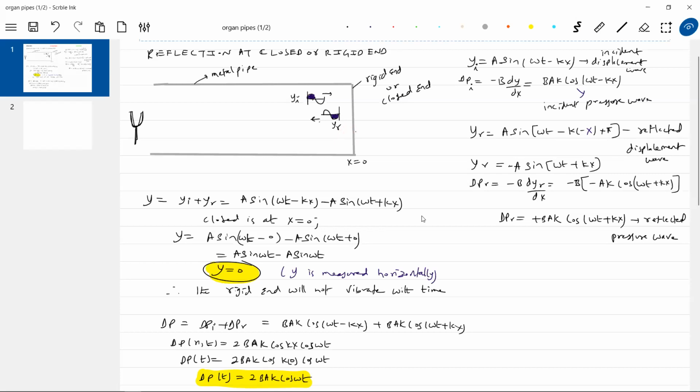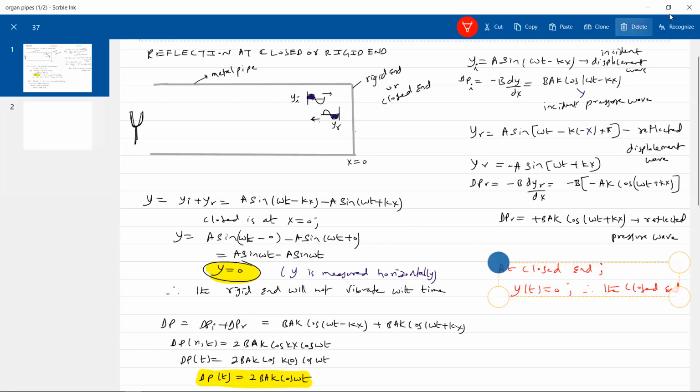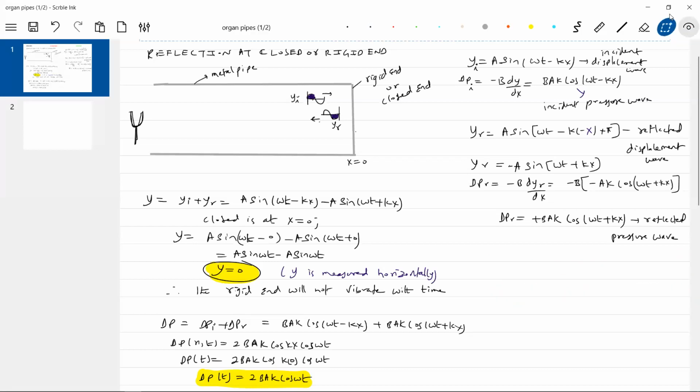Okay, got this idea? So now I'll go for the general conclusion at the closed end. At the closed end, what will happen to displacement? Y of t is 0. Shall I say note? I'll put it that way. Y of t is 0. Therefore, the closed end. I'll do one thing, I'll write point-wise. That'll be a better thing. First, let me explain a few things.